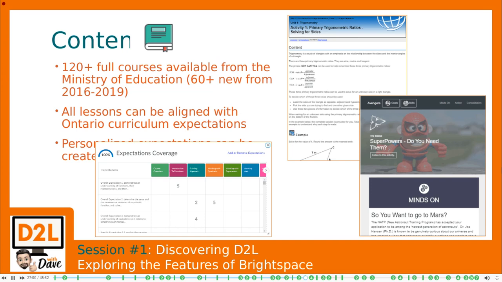All of the content can be aligned with the Ontario curriculum as well, so that right here you can see the expectations coverage. So when you load in all of your curriculum expectations, you can tag each of those lessons or each of those activities with a curriculum expectation, and then by the end of the course, you can see what percentage of those expectations were aligned with different pieces of content in your course, just to make sure that you're hitting everything. And those load in overall expectations and specific expectations as well. Okay.